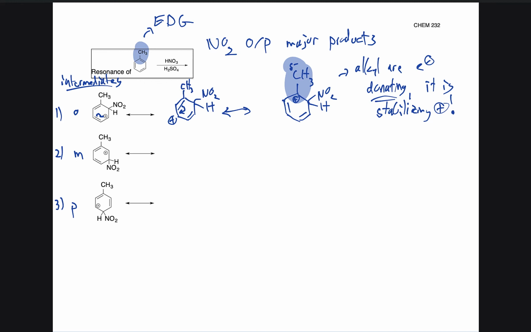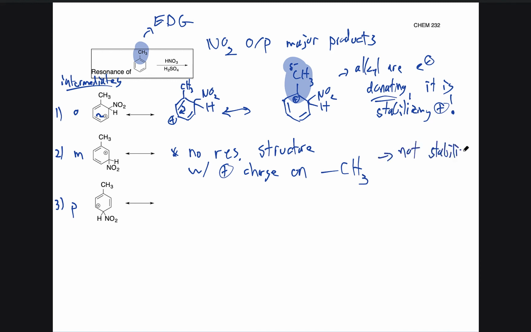For 2, I'll leave doing the resonance structures up to you, but this has no resonance structure with positive charge on the CH3. So this is not stabilized, not like the ortho or para directors are. Because for the para director, we can do the same thing. We can push electrons down here.